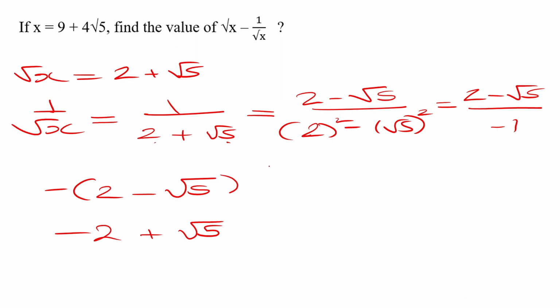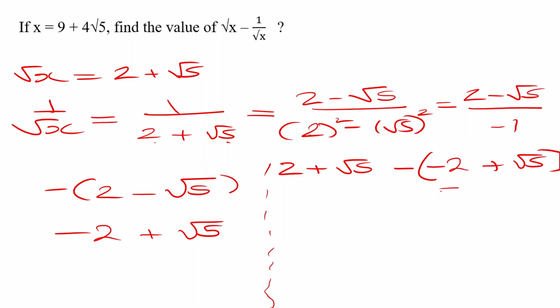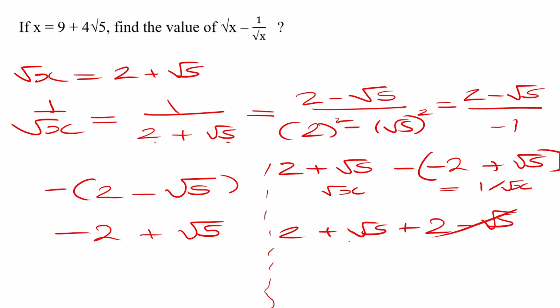Now we need to calculate root x minus 1 by root x. Root x is 2 plus root 5, and this is minus, so the whole thing is minus of minus 2 plus root 5. Minus into minus is plus, so 2 plus 2 is 4. So the answer of this is 4. I hope you guys have understood.